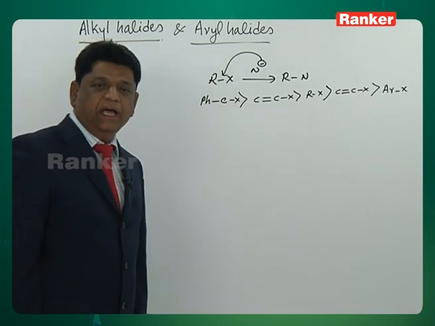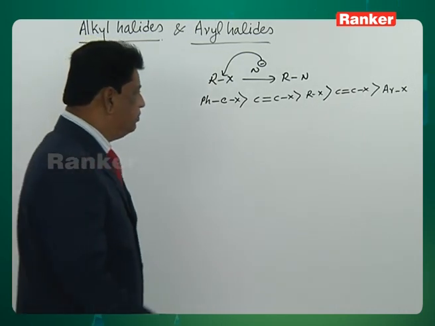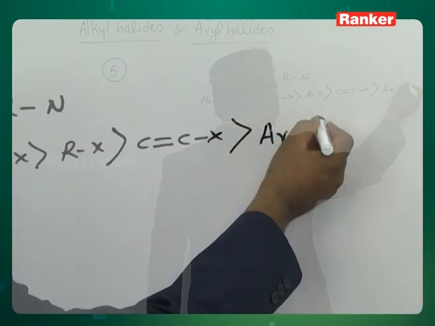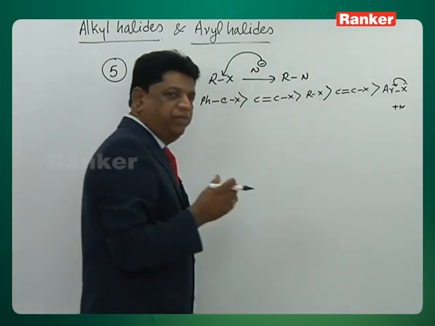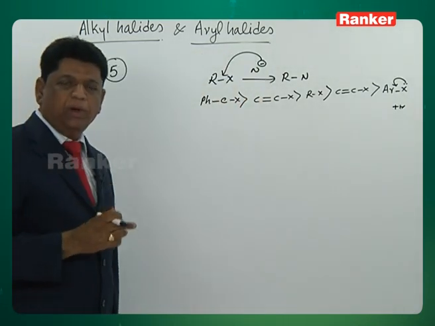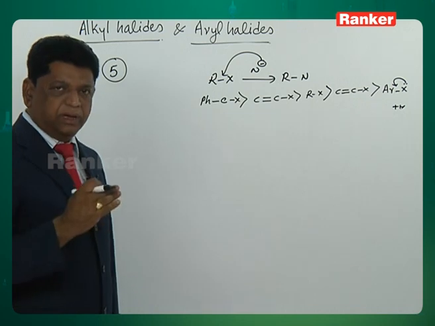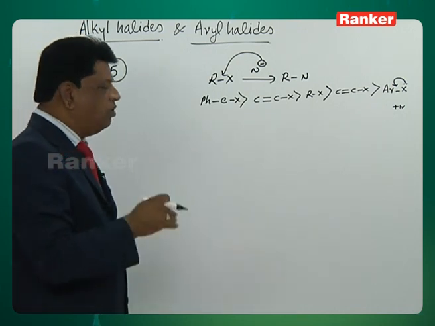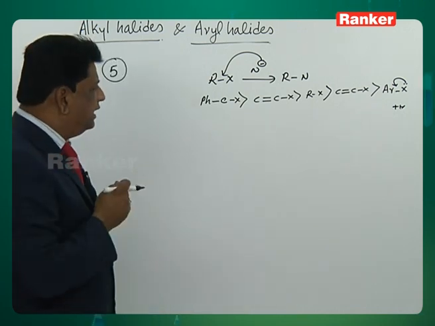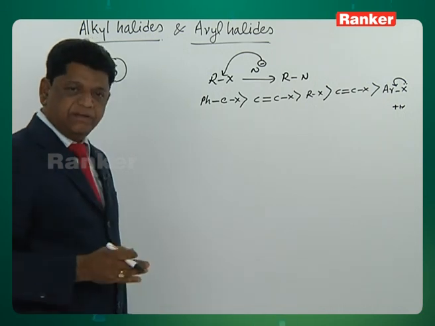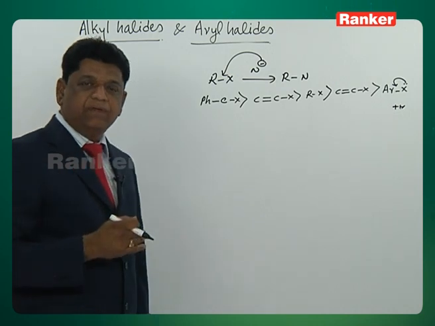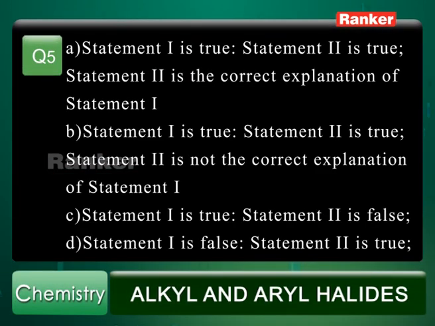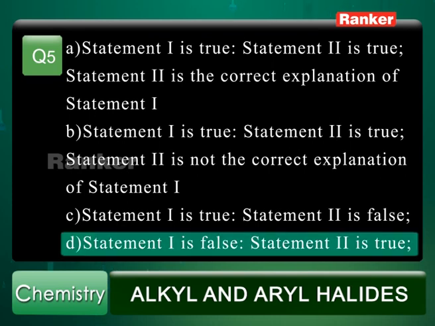The second statement is about the carbon halogen bond in aryl halide. The halogen shows a plus M effect, so there will be partial double bond character between the benzene and the halogen. So replacing the halogen becomes tough. A nucleophile attacking an aromatic system is difficult, and cutting the double bonded halogen is difficult. Therefore, the second statement is right and the first statement is wrong. So answer D is the right answer.